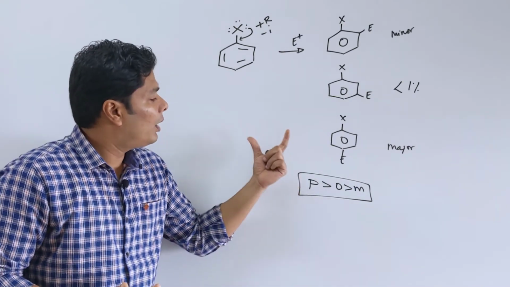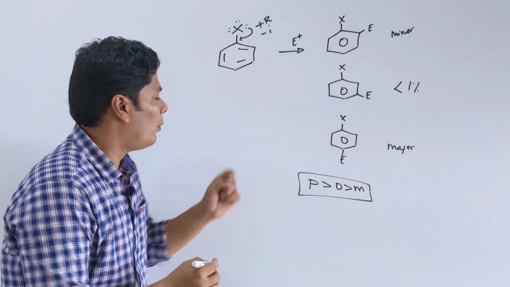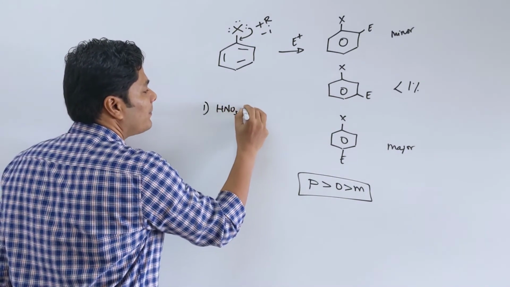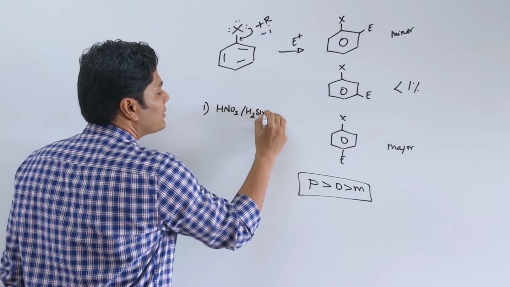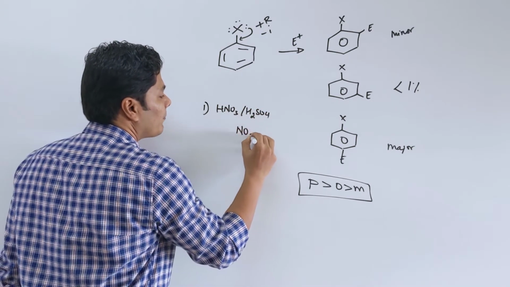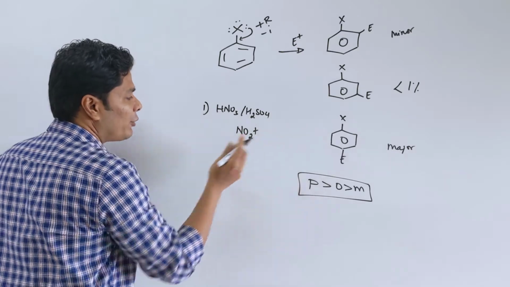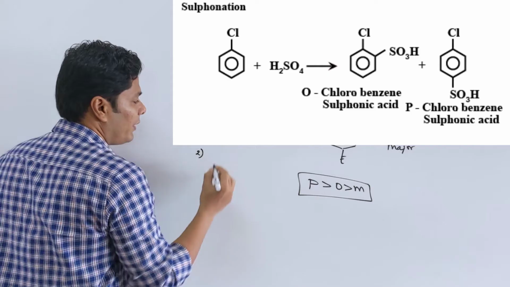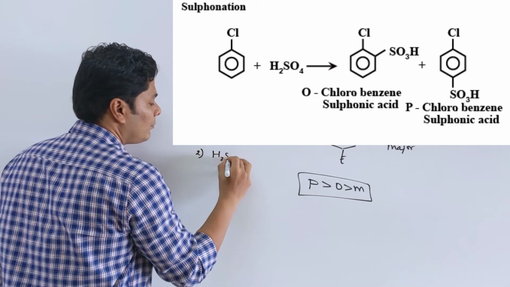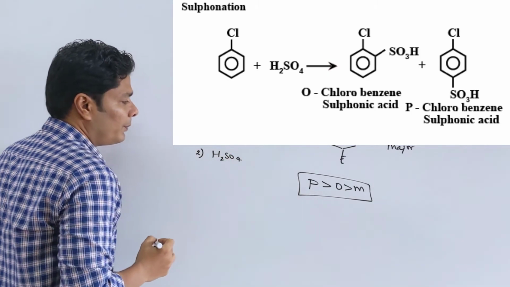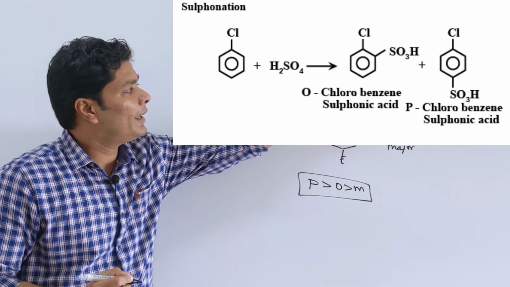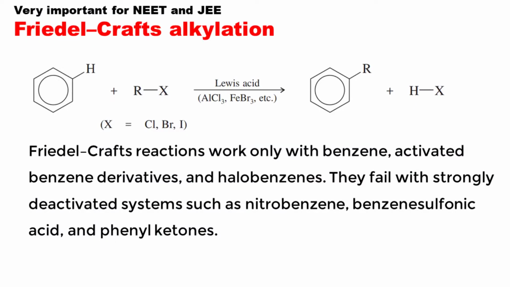Now what all electrophiles can you use? One you can do is HNO3, H2SO4, where the electrophile is NO2 plus. So you get the corresponding nitro compound. We can also do H2SO4, and you get the corresponding SO3H substituted compound.